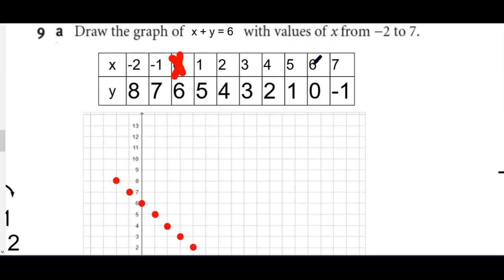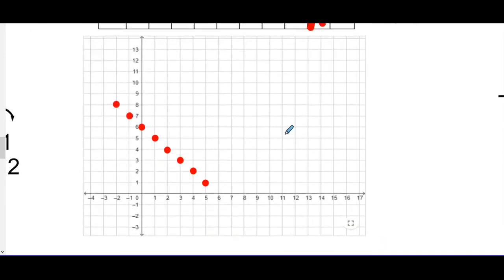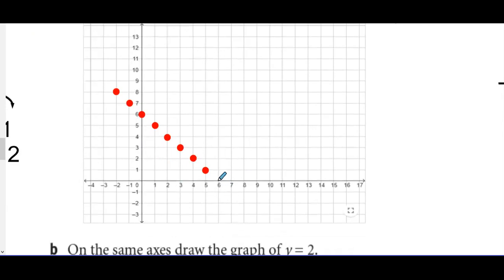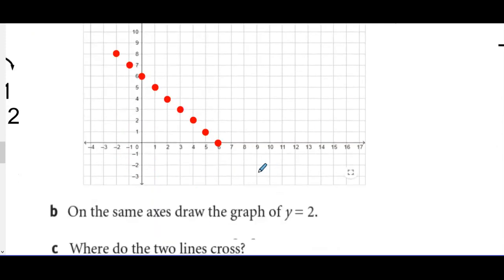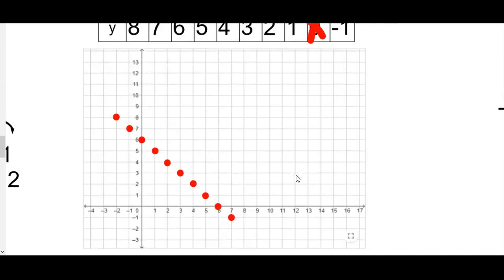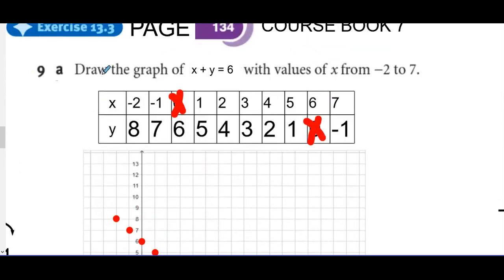And then we have 6,0. So 6,0, this 0 cancels this 0. And then you have only x is 6. So x is 6 somewhere here. This is where x is 6. And then you have 7, -1. This is 7, that is -1. So you put a dot somewhere. This is 7, -1. Now, the question is draw the graph.